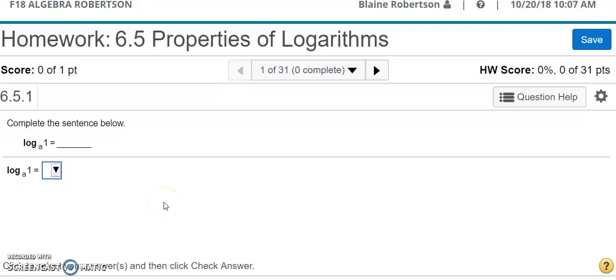All right, so here's lesson 6.5 on properties of logarithms, and it begins just asking us a few questions that's coming straight from our notes or what we talk about in class. Says complete the sentence below.